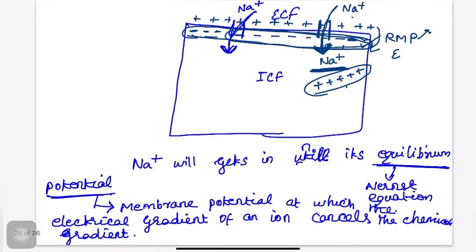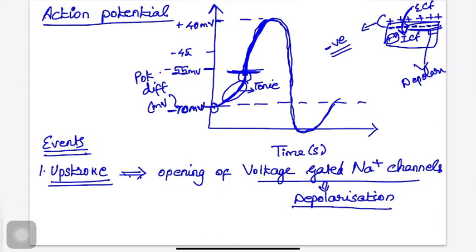So in our action potential diagram, the upstroke will continue. How long will this upstroke continue? The upstroke will continue up to the equilibrium potential of sodium. Right, understood? When the equilibrium potential of sodium is reached, the upstroke will stop and it continues as the downstroke. The equilibrium potential of sodium is plus 60 millivolt.